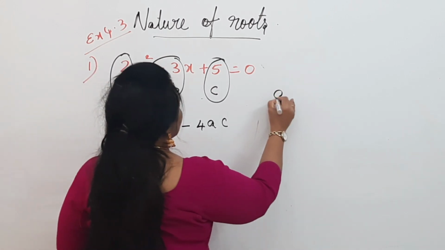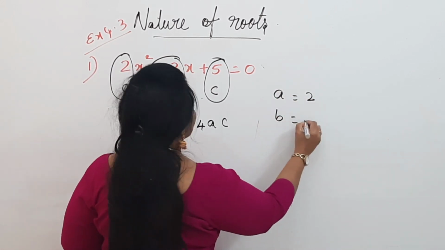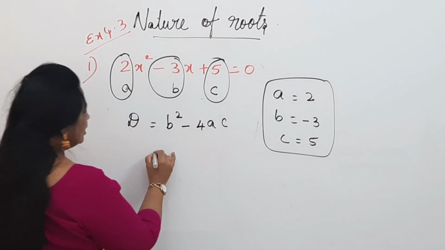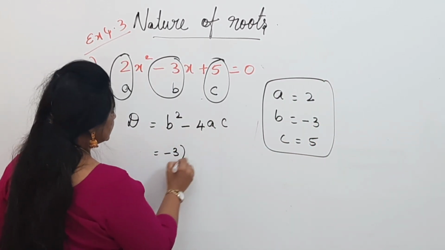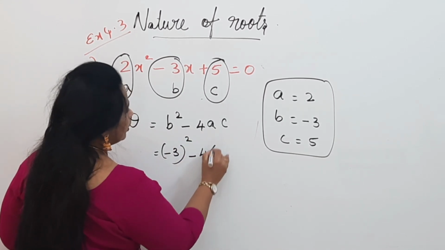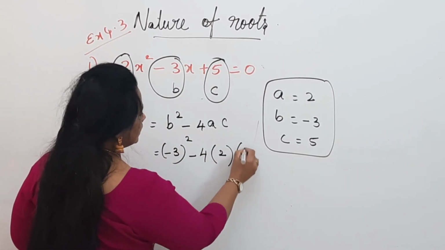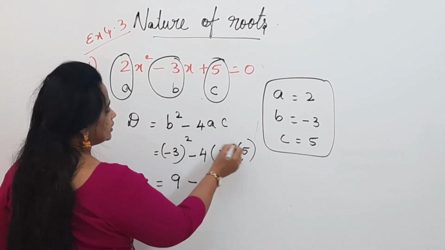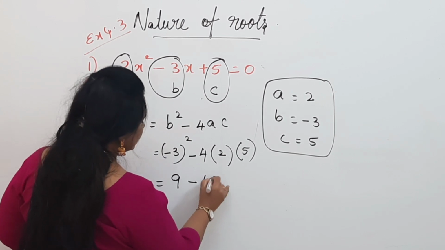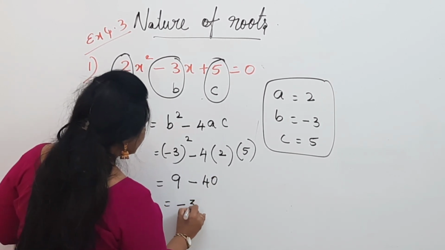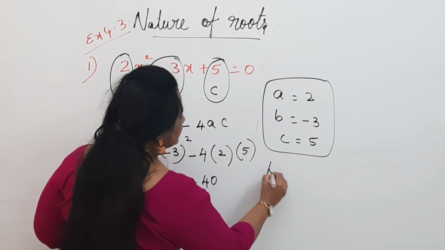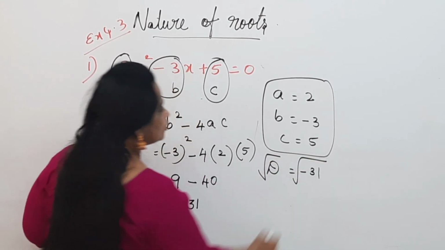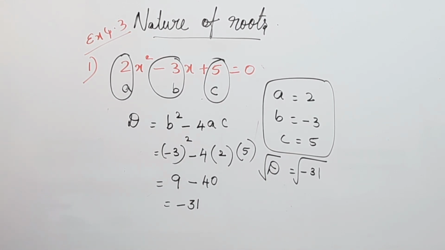Now a is my 2, b is my minus 3 and c is my 5. This is very important. d is equal to b square, minus 3 the whole square, minus 4, a is 2 and c is 5. This is equal to 9 minus 4 5s are 20, 2 2s are 40. That is equal to minus 31. That means d is equal to minus 31. Root d is equal to root of minus 31.